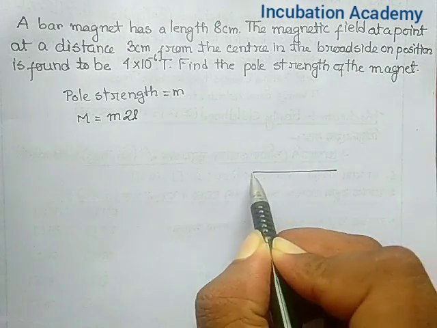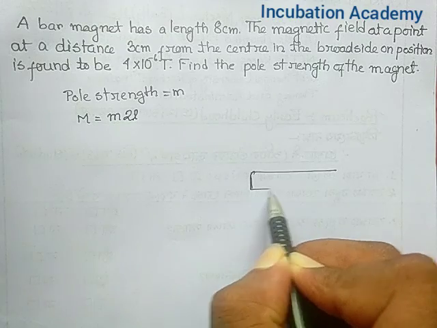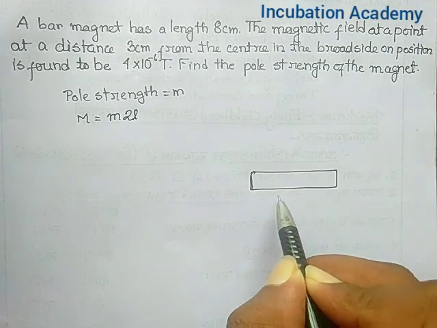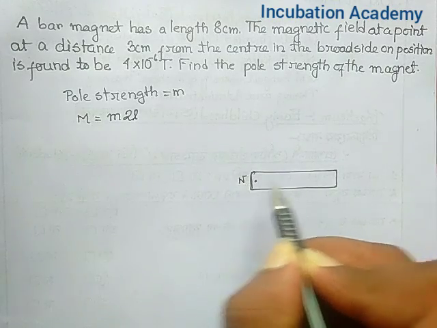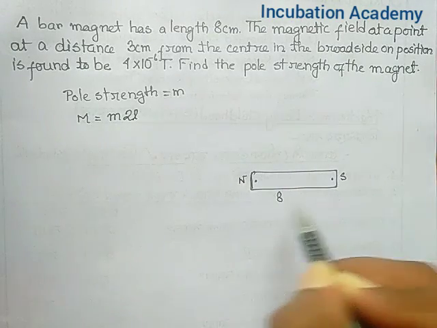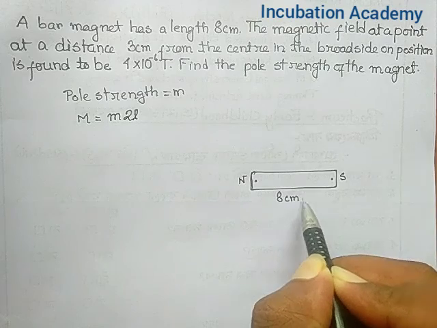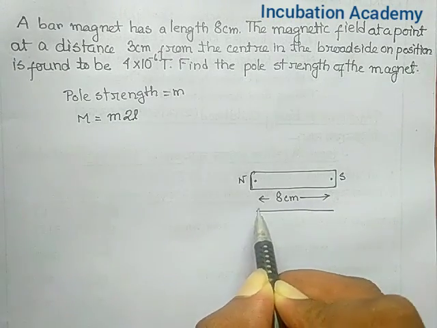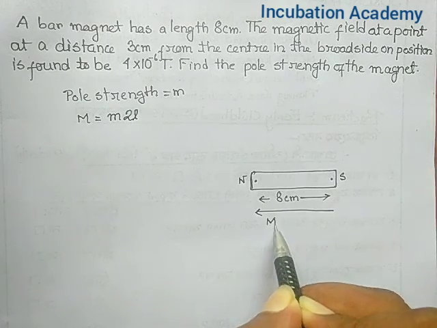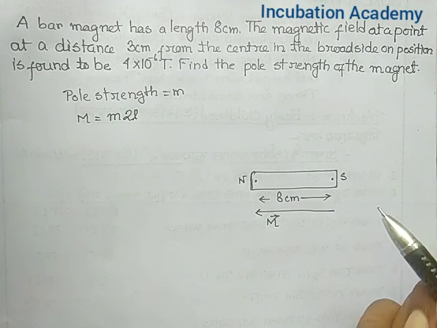Just consider this is the bar magnet, and its magnetic length is 8 centimeters. So this is my north pole and this is my south pole. This is 8 centimeter. So the magnetic moment is along this direction, from south to north. This is the direction of the magnetic moment.